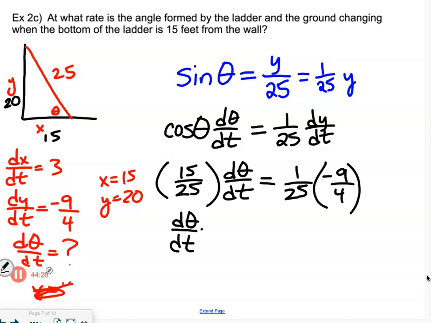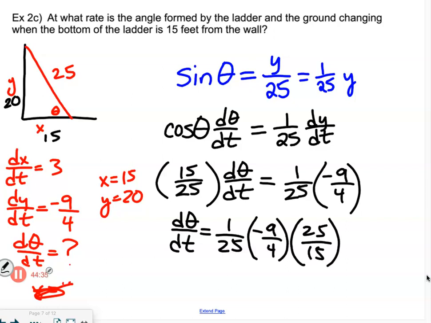Okay. All right, so d theta dt equals 1/25 times -9/4 times 25/15. All right, let's cancel. Notice you never multiply and then cancel. You always just write all the numbers separately and then cancel first, and then you multiply. So kill the 25s, divide 25s, and a 3 can go. So we end up with a final answer of -3/20.